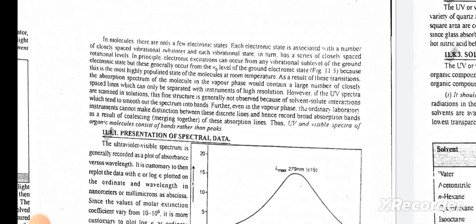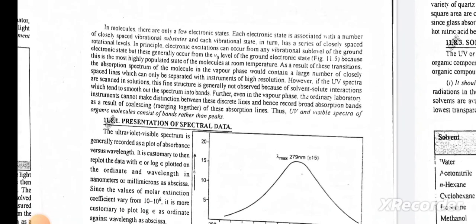As a result of these transitions, the absorption spectrum of the molecule in the vapor phase would contain a large number of closely spaced lines which can only be separated with instruments of high resolution. However, if the UV spectra are scanned in solutions, this fine structure is generally not observed because of the solvent-solute interactions which tend to smooth out the spectrum into bands. Further, even in the vapor phase, the ordinary laboratory instruments cannot distinguish between these discrete lines and hence record broad absorption bands as a result of merging together of these absorption lines. Thus, UV and visible spectrum of organic molecules consist of bands rather than peaks.